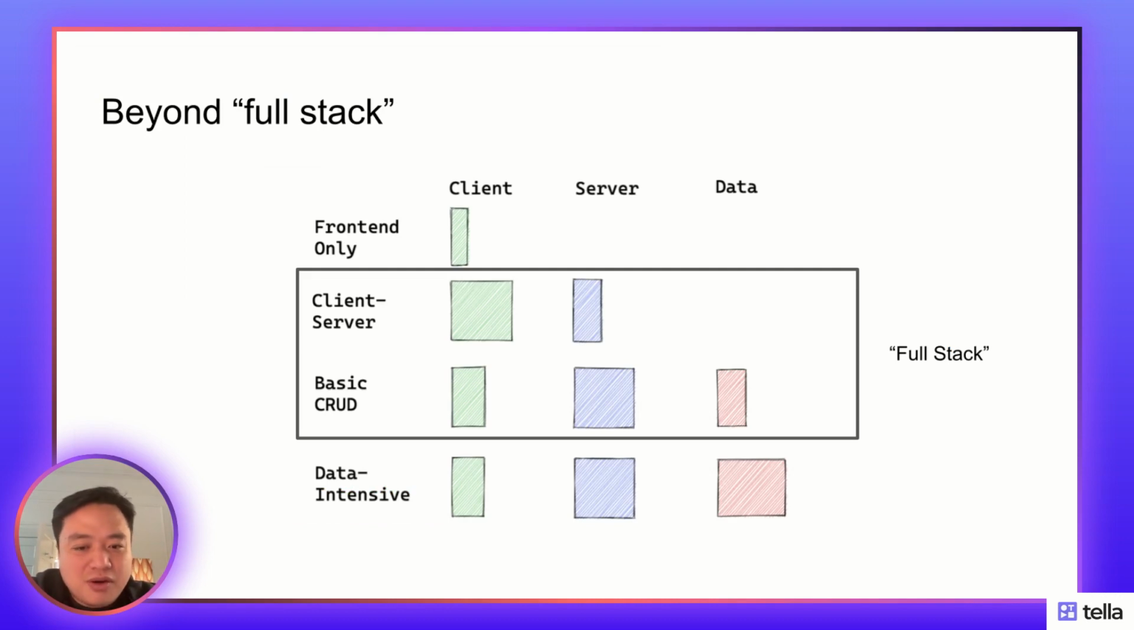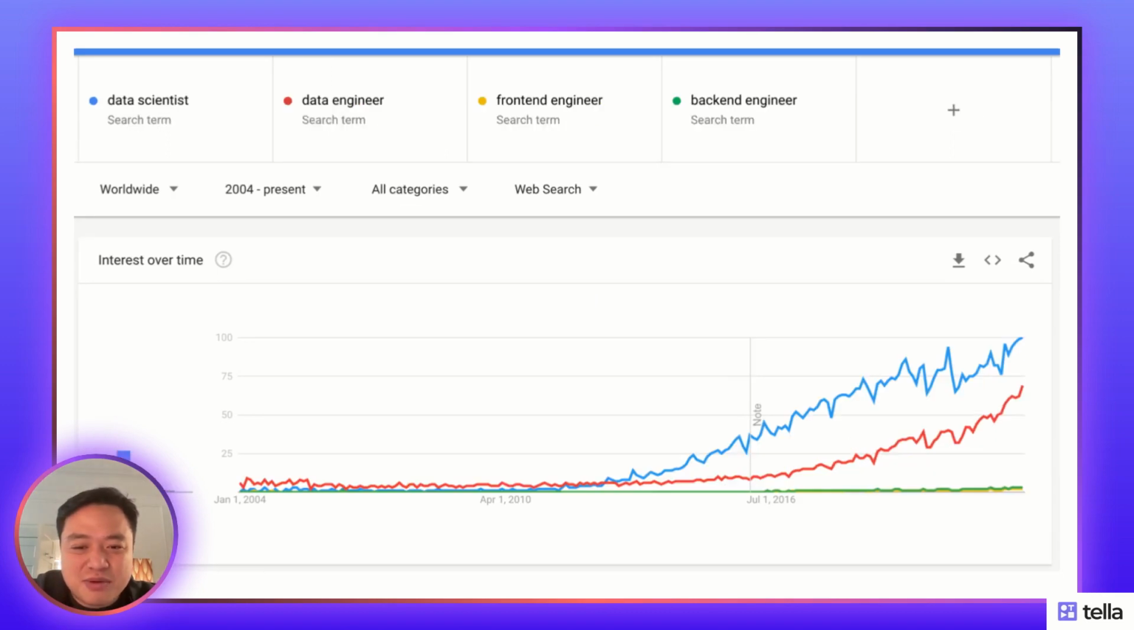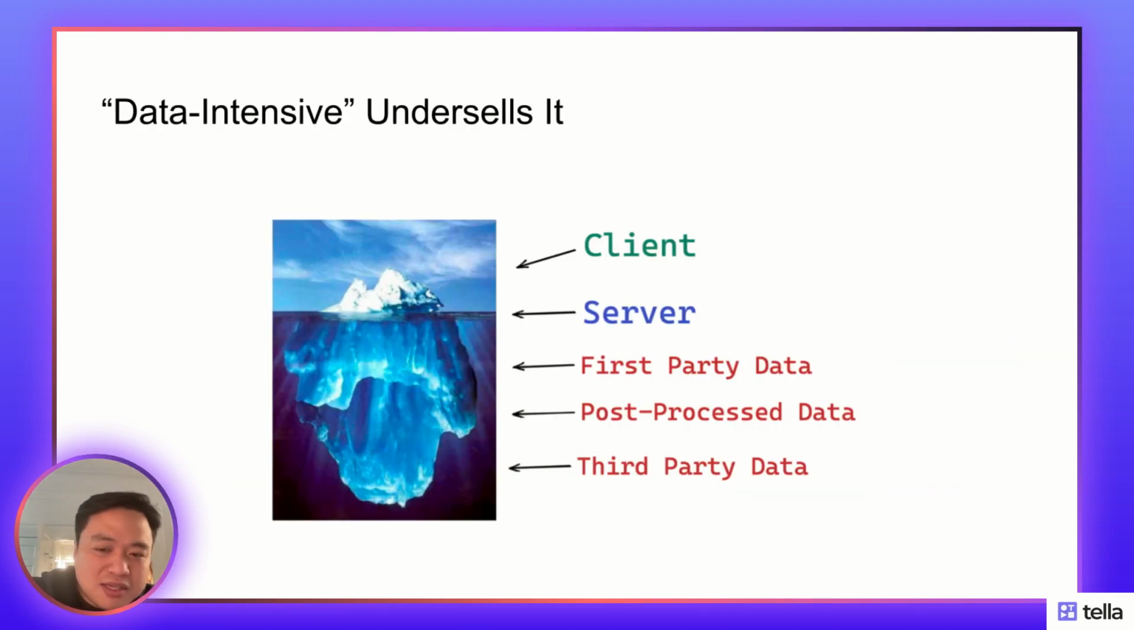I pictured them here as relatively equal boxes, but really when you want to get really data intensive, you can get very, very data intensive. And that's something I'd like to explore here. So you have the client, you have the server, and then underneath that iceberg, you may have a whole ecosystem of first-party data, post-processed data of the first-party data, and third-party data that you pull in from other sources, right? And I think once you start exploring this universe, it is a very, very deep rabbit hole.